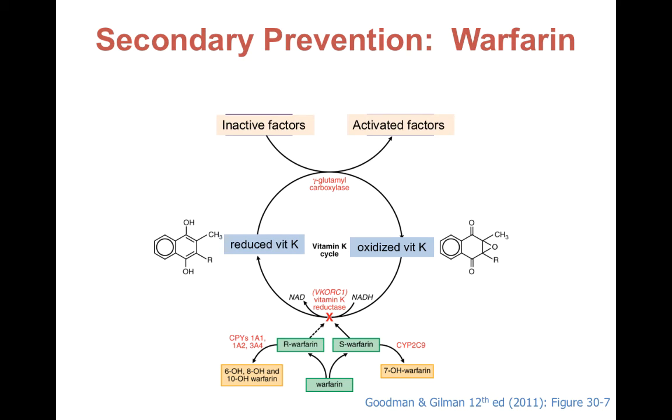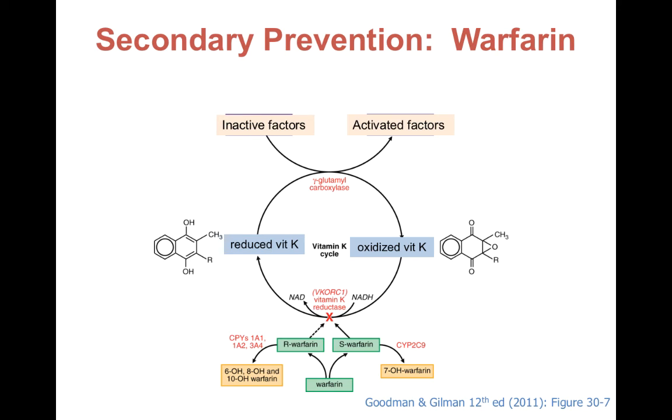warfarin works by blocking vitamin K epoxide reductase, and this is the enzyme that's responsible for converting vitamin K into the reduced form, which can then interact with the gamma-glutamyl carboxylase to activate certain clotting factors, which are 2, 7, 9, and 10. So with warfarin on board, it's going to block this pathway, so you get decreased production of your clotting factors and decreased clot production as well.